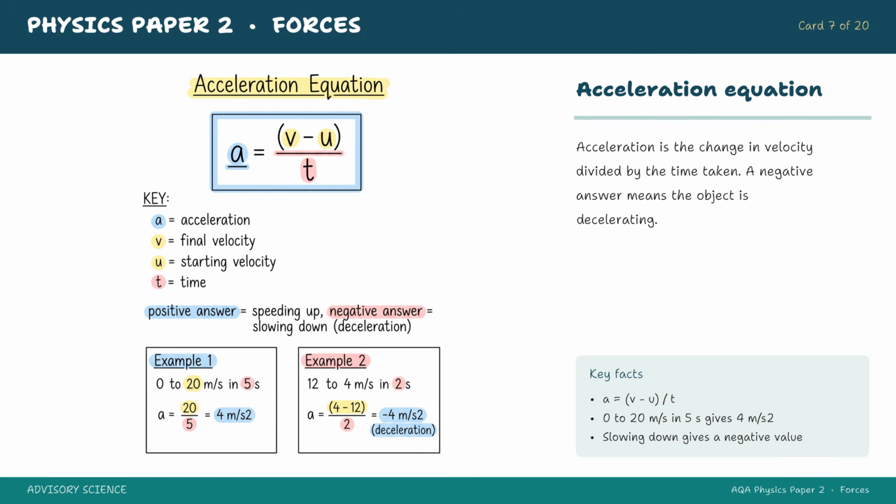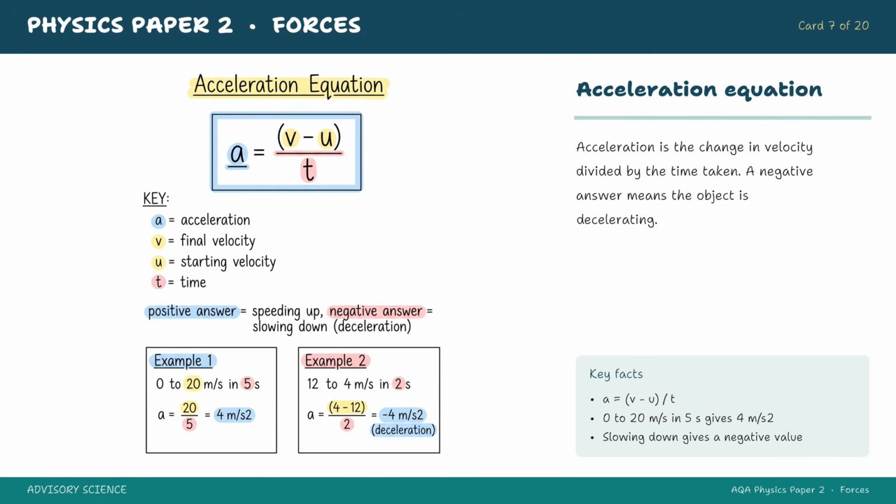Acceleration equals 4 minus 12 divided by 2. That gives minus 8 divided by 2, which equals minus 4 meters per second squared. The negative sign tells us the cyclist is slowing down, so this is deceleration.